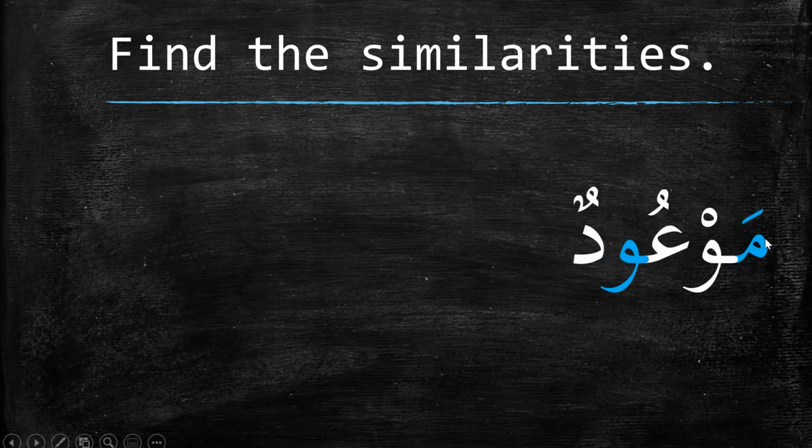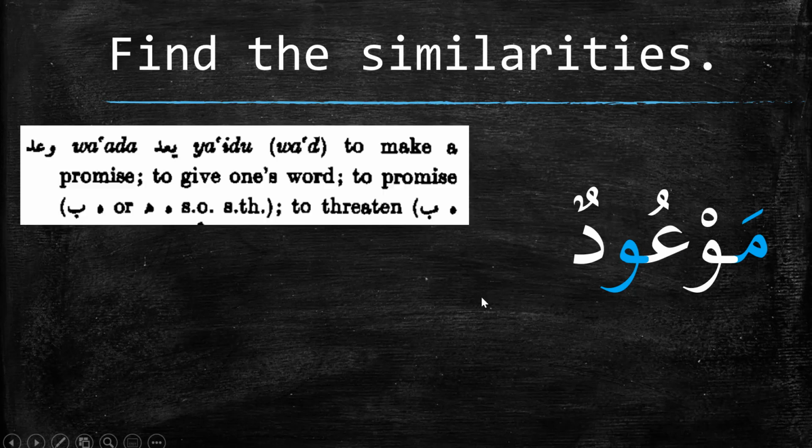Our next word is maw'ud. So our root is wa'ada. The extra letters are the meem and the waw. Okay, so wa'ada is our root. Wa'ada means to make a promise, to give one's word, to promise, even to threaten. So if the action of promising happens, then we would describe whatever is promised as promised. And so maw'ud means promised.